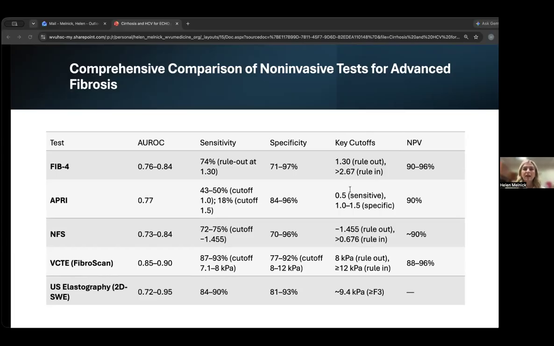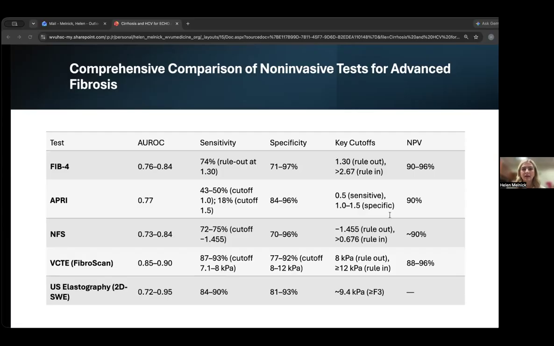And FIB-4 was originally developed in HCV and HIV co-infection, where the classic cutoffs were less than 1.45 to rule out severe fibrosis, and greater than 3.25 to rule it in, with over 90% specificity. Over 30% of patients fall between those thresholds, and then a Cochrane review confirmed that the low cutoff of 1.45 performs best for ruling out severe fibrosis in hepatitis C.